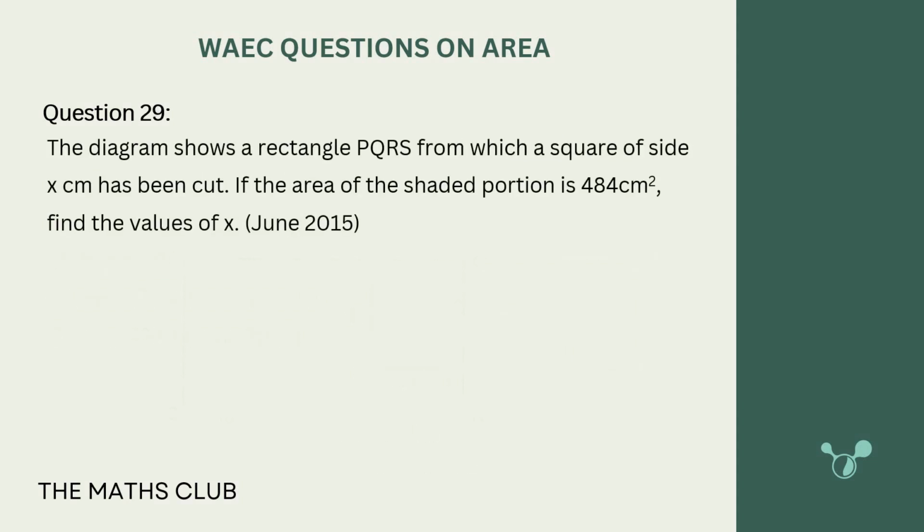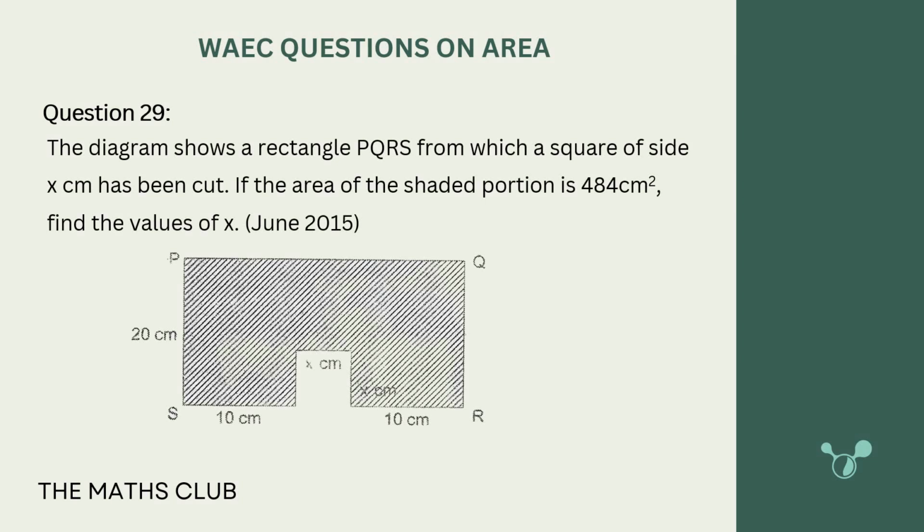Question 29 now says that the diagram below shows a rectangle PQRS from which a square of side x centimeter has been cut. If the area of the shaded portion is 484 centimeters squared, find the value of x. This is from June 2015. This is similar to the previous question in another dimension, but it's the same thing.